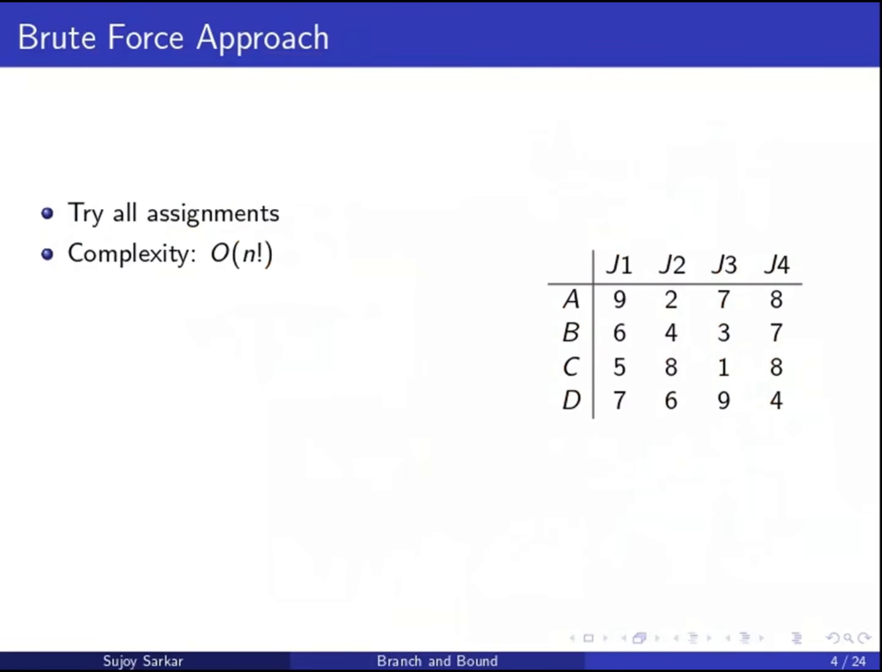Fine. So what is the brute force approach here? Brute force approach means we will try all possible assignments. So how many possible assignments are there? For example, we are trying to assign job 1. We will have 4 options. We can assign to A, or we can assign to B, or C, or D. So 4 options are there.